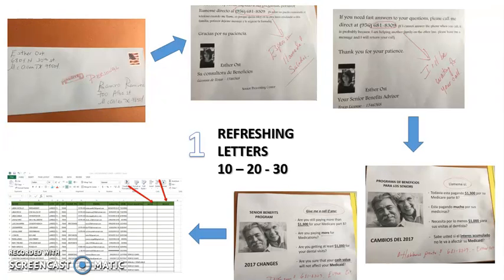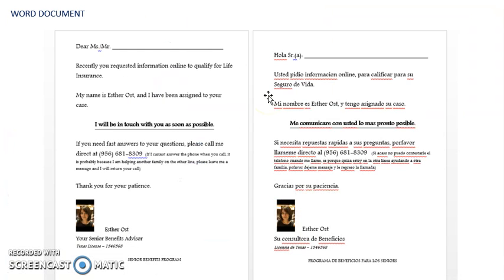Hello, hello. So we are in the second step, which is printing out, making copies of the letter. And let me show you. Go to the next one. Okay, and I will be sending you this Word document, so that way you have the original. You just have to make adjustments to the letter.